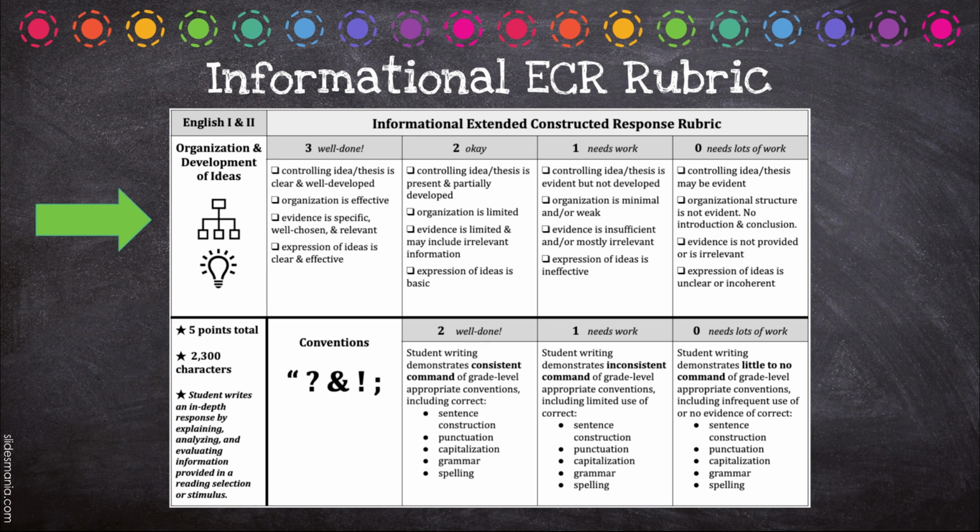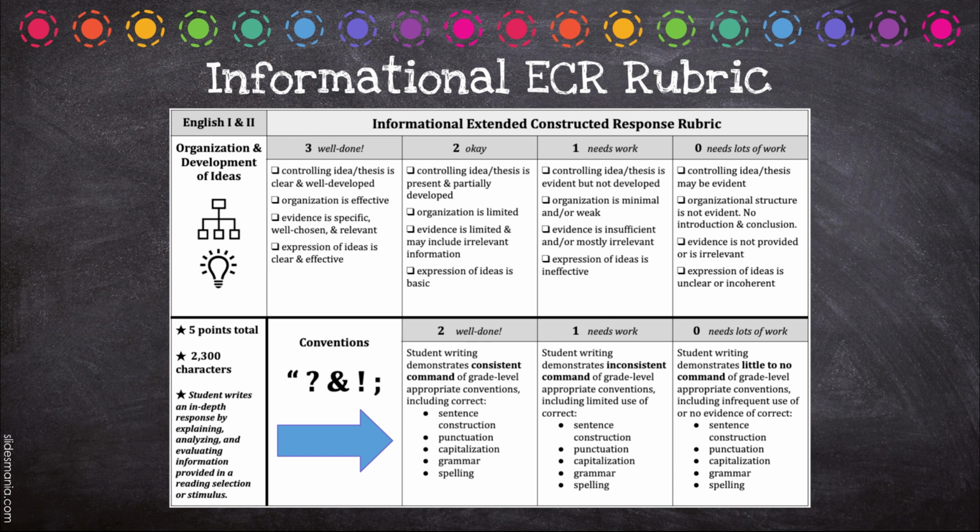It's important to note that a student must score at least 1 point in this section in order to be graded in the next section, conventions. So let's look at the conventions section of the rubric. The people rating your essay will be looking for consistent command of grade level appropriate conventions. If there is inconsistency or little to no command, a student will be awarded 1 point or none.